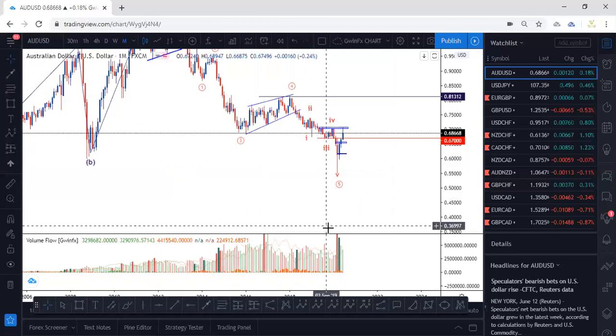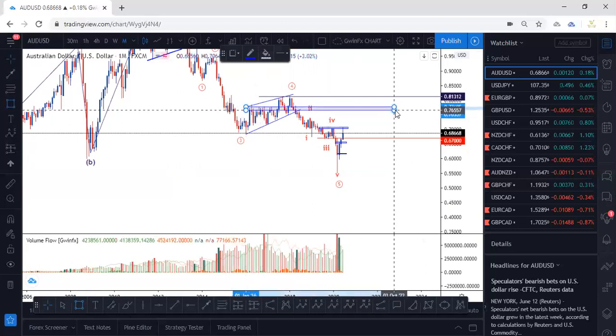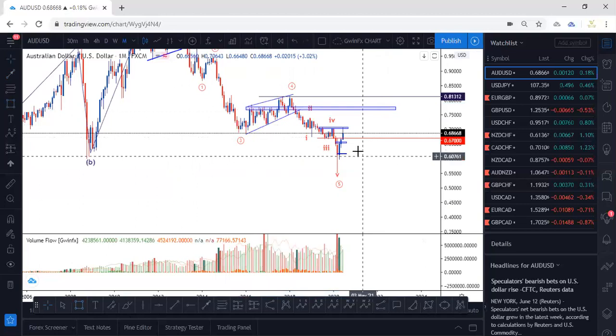But overall, I'm being asked most times, where do you want to start taking your profits if you are going long? This is an area where I want to take profit on the longer term. Okay, why this?